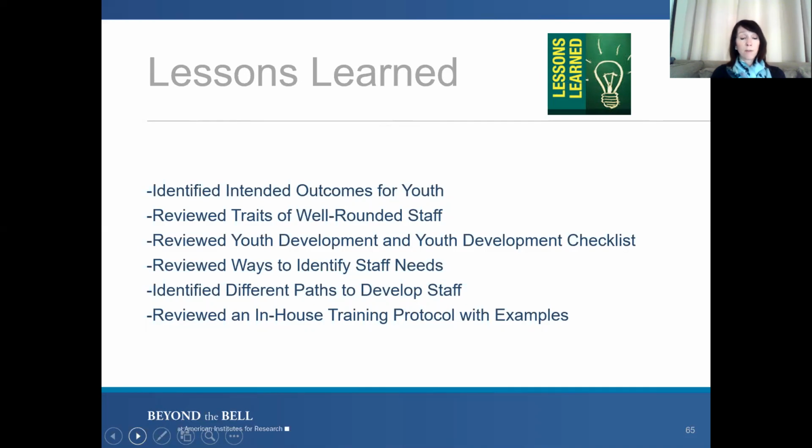So I hope that you found that the youth development checklist was really helpful, and it's something that can help you going forward, either to guide and or assess programming and staff. And I hope that you found the in-house training protocol helpful. Of course, you can take it and adjust it to fit your training style and fit your needs.